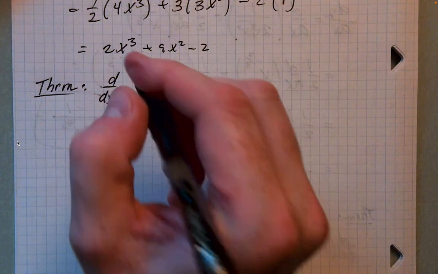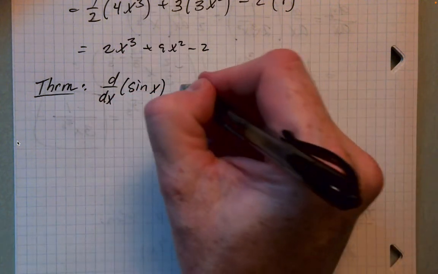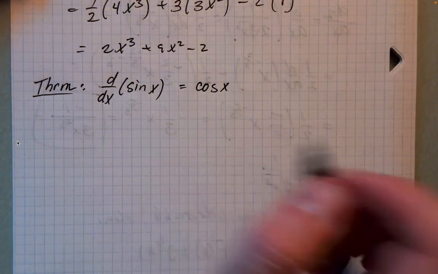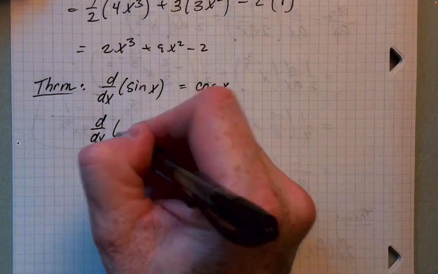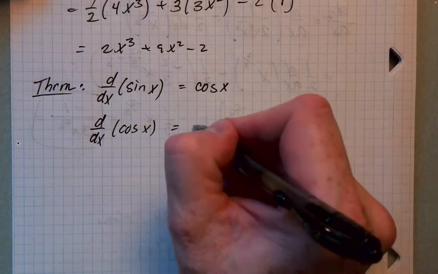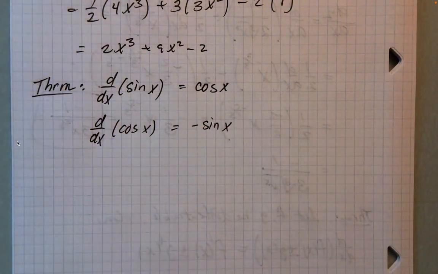So the derivative of the sine of x is equal to the cosine of x. Nice. And the derivative of the cosine of x, I know we all want to say that it's sine of x, and you're right, but it's the negative sine of x.